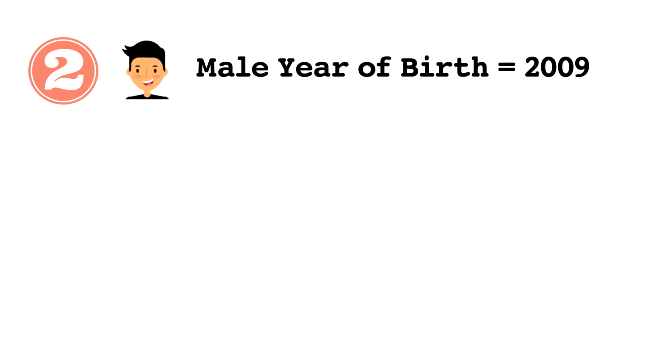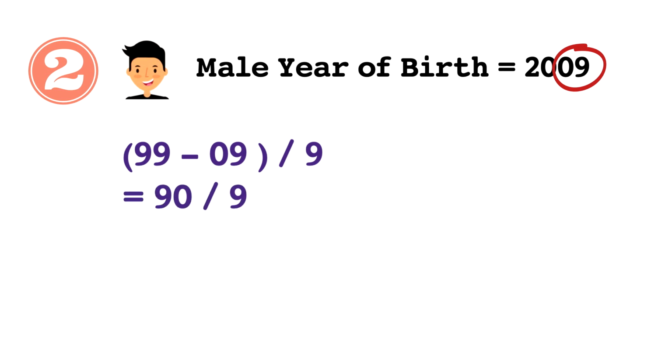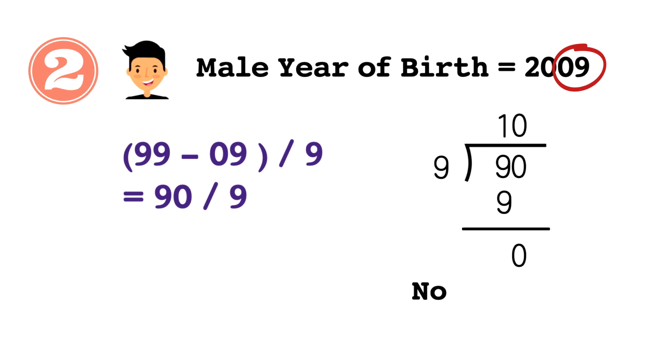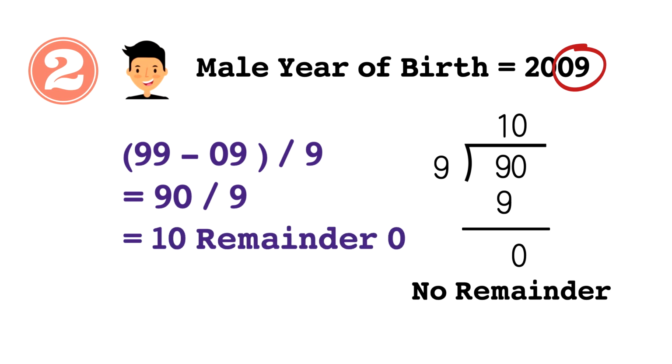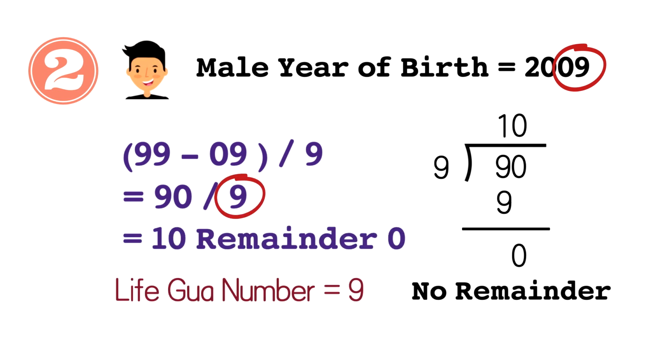Example 2. If you're a male born in the year 2009, the last two digits are 09, so we use 99 minus 09 divided by 9, which comes to 90 divided by 9. As we can see in this case, when 90 is divided by 9, we get 10 and there's no remainder. So we use 9 as the Life Gua number.